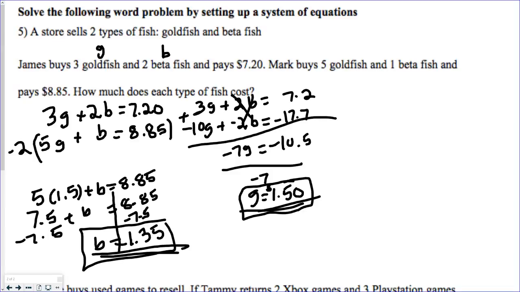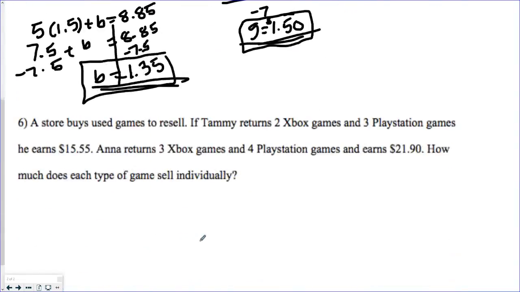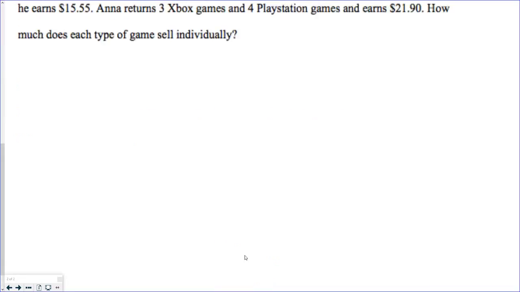So again, you have to read the problem, set up your equations correctly, figure out what you need to multiply by, if anything, and then do your procedure just like you did on the front page. But it all requires a good setup. Number 6 is done the same way, just different numbers.